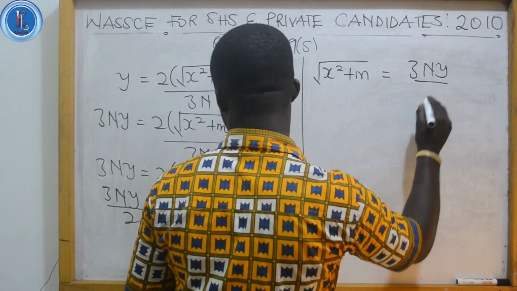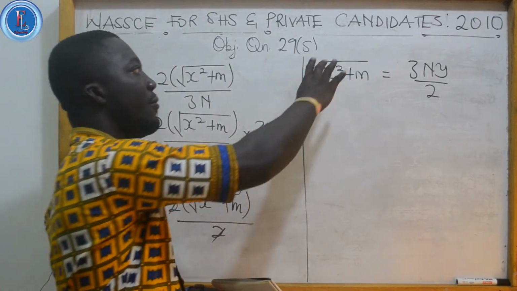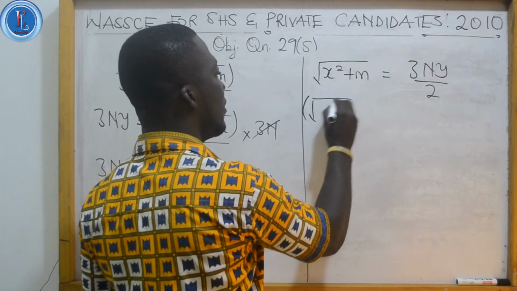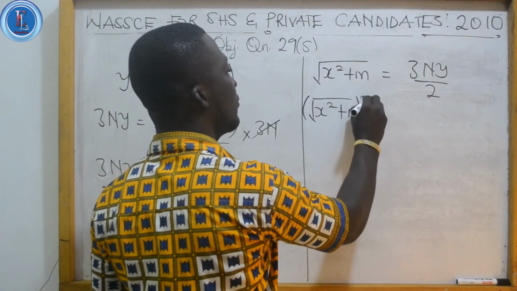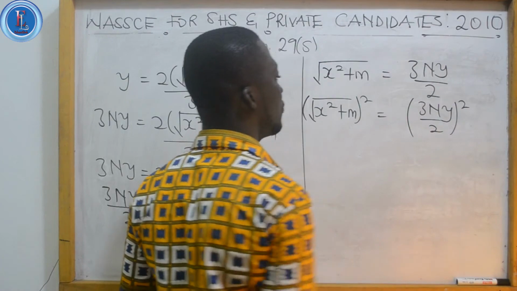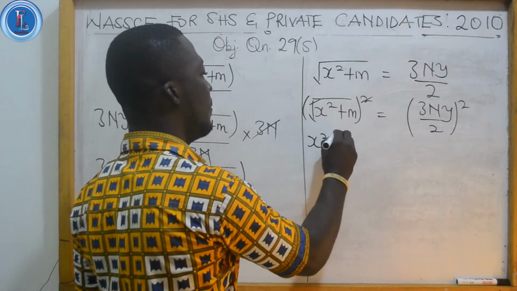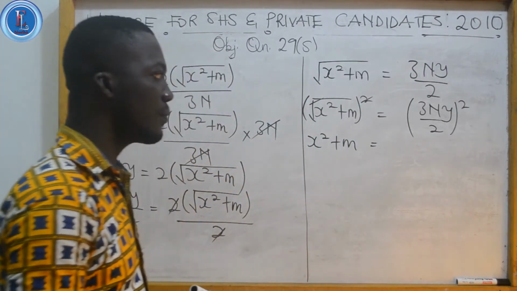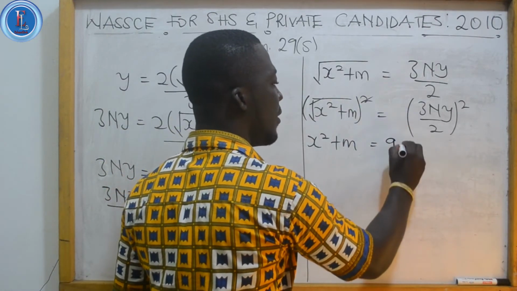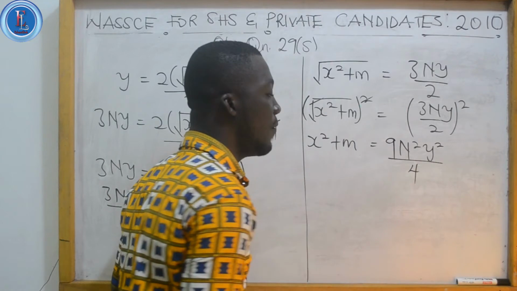Interchanging the positions, it is equal to 3ny divided by 2. The next thing we are going to do is to get rid of the square root, and we can do that by squaring both sides of the equation, which means we'll have square root of x squared plus m all squared is equal to bracket 3ny over 2 all squared. So this square root will take away the square, giving us x squared plus m is equal to, now when you square this, 3 squared will give us 9, n squared is the same as n squared, y squared is the same as y squared divided by 4.